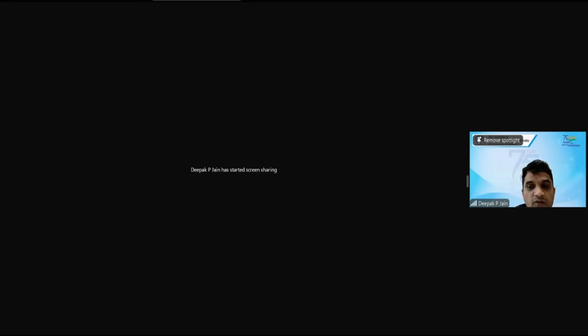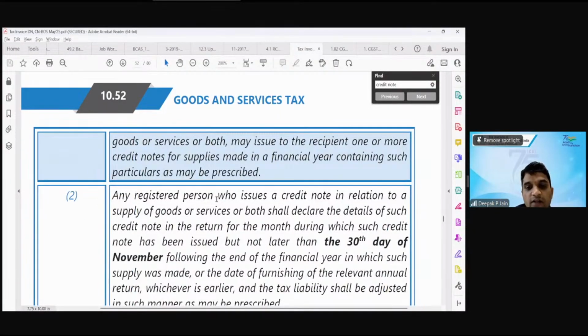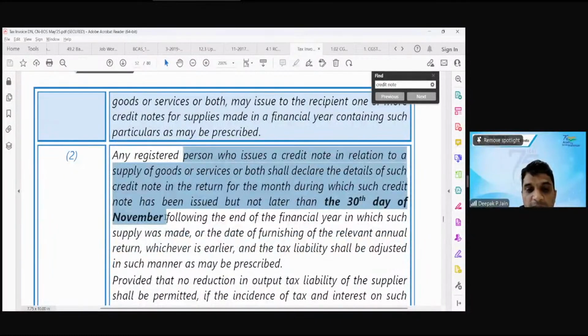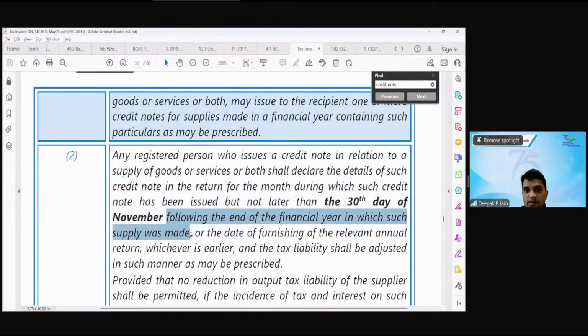Any registered person who issues a credit note in relation to supply of goods or services or both shall declare the details of such credit note in the return for the month during which such credit note has been raised, but not later than 30th day of November following the end of the financial year in which such supply was made. So when I make a supply, what you're saying is correct, Ishan, that within the 30th day of November from that financial year, I should raise a credit note, not the reporting.